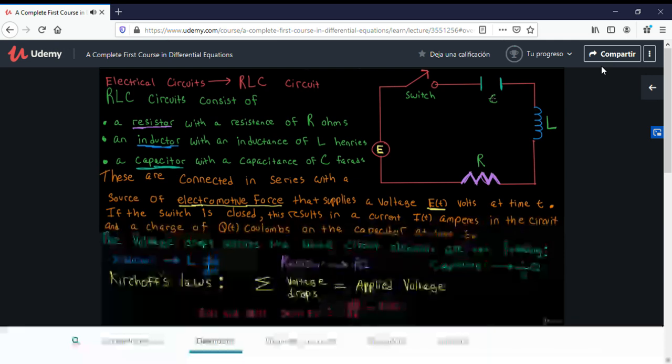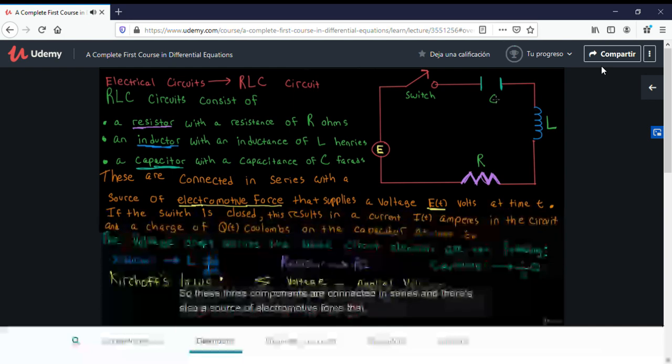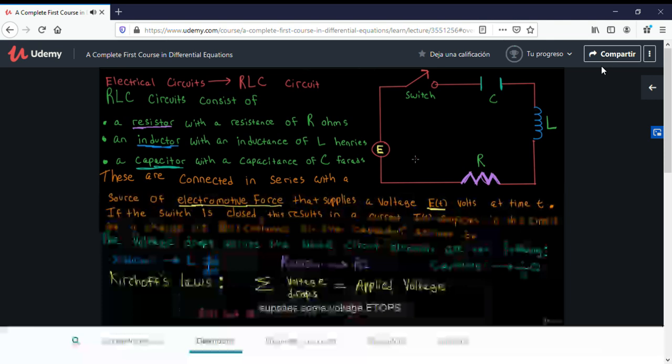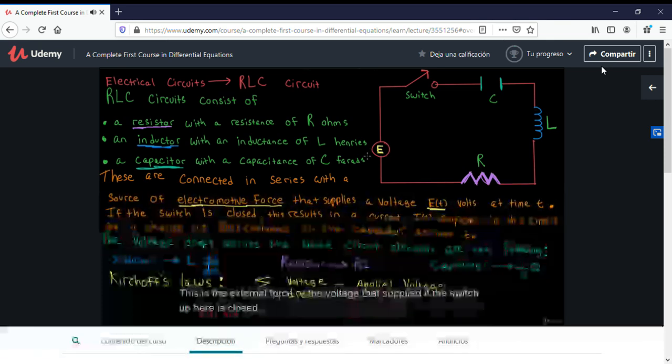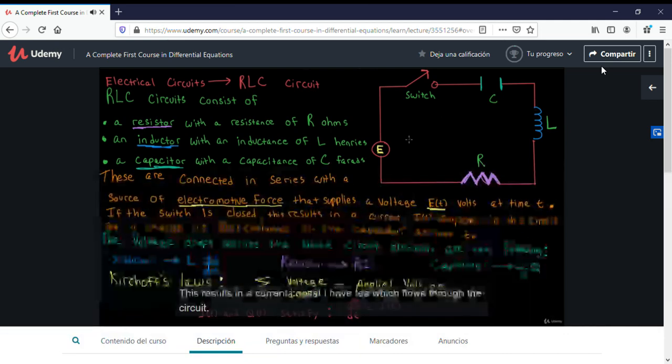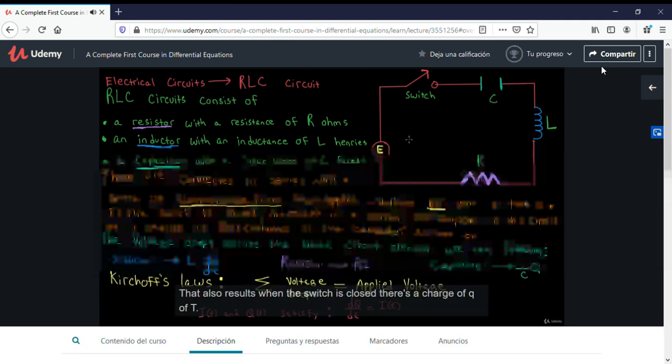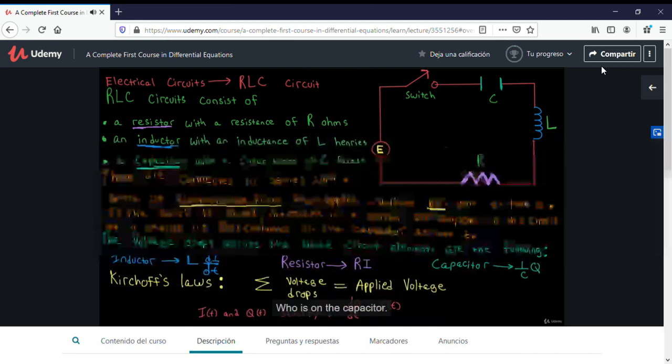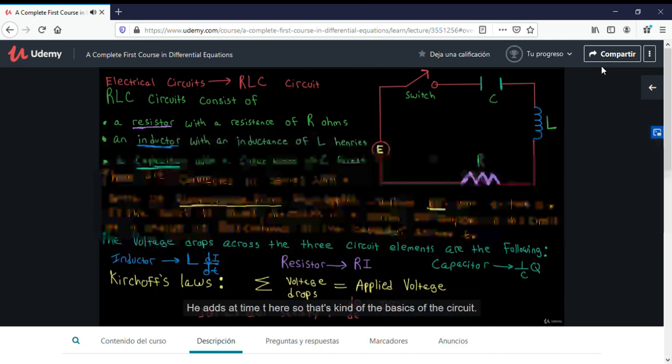Okay, so these three components are connected in series, and there's also a source of electromotive force that supplies some voltage E of t. Okay, so this is the external force, or the voltage that's supplied. When the switch up here is closed, this results in a current capital I of t, which flows through the circuit, and it also results in a charge of Q of t, in coulombs, on the capacitor at time t. Okay, so that's kind of the basics of the circuit.